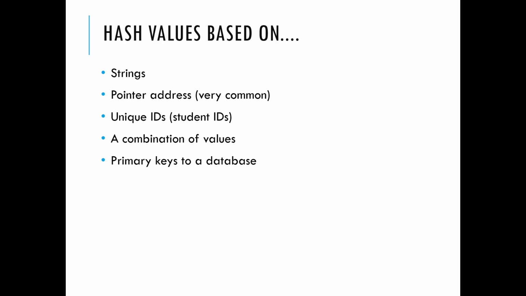It could be the pointer address. That's very, very, very common, to the point that it's the default. The pointer address goes in. It might do something to sort of randomize it a little bit, but the pointer address is actually how it's defining where it goes. It could be some unique ID like your student ID. That's a great hash function. Anything that's unique for you means that two people are not going to go to the same place no matter what, right?